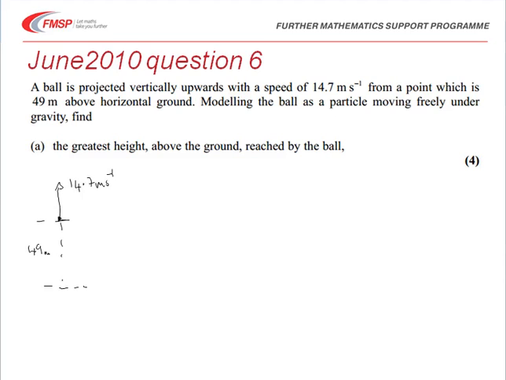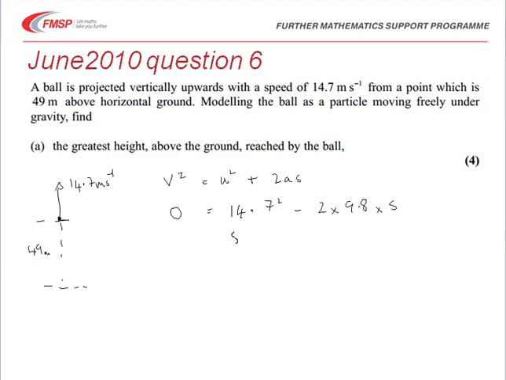So to find the maximum height, we use the idea that the velocity at the top of the motion will be 0. So using v squared equals u squared plus 2as, we know that the final velocity is 0, and taking the upward direction as being positive, 0 equals 14.7 squared, and then minus 2 multiplied by 9.8, because the acceleration is negative 9.8, multiplied by s.